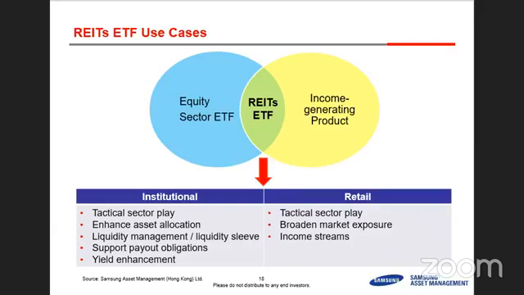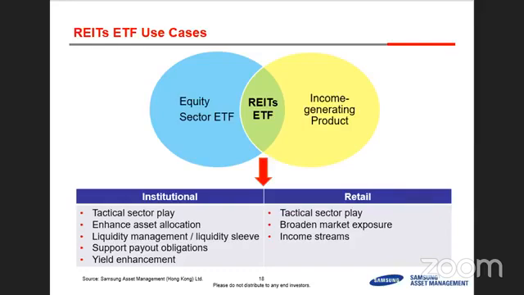Now, I would talk a little bit about how institutional investors can use it because some of these use cases are not limited to institutional investors only. They may also provide some value to you. You may also consider using it. So we see that some insurance companies, wealth managers, or discretionary portfolio managers can use this REITs ETF for tactical sector play, especially by capturing the post-COVID-19 rebound. And we also see that some institutional investors use it to enhance their asset allocation as well.